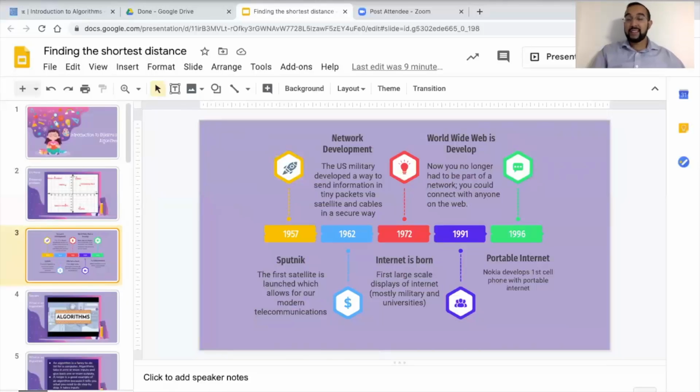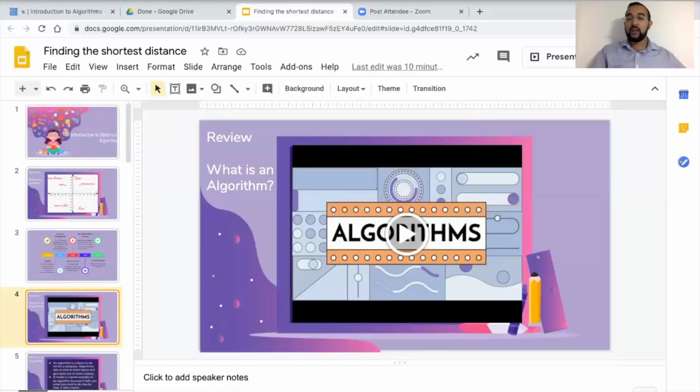After that, this slide, I like to always give a historical perspective on things, especially in computer science, because we take a lot of these things for granted, and students need to understand that these technologies did not exist less than half a century ago. So this is like a background perspective on why this topic is relevant. Then we move on to a little review of what algorithms are to refresh the student's memory. Or if someone was absent, they can catch up by watching this video.